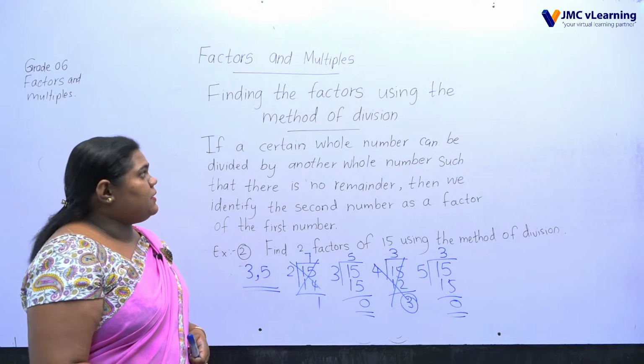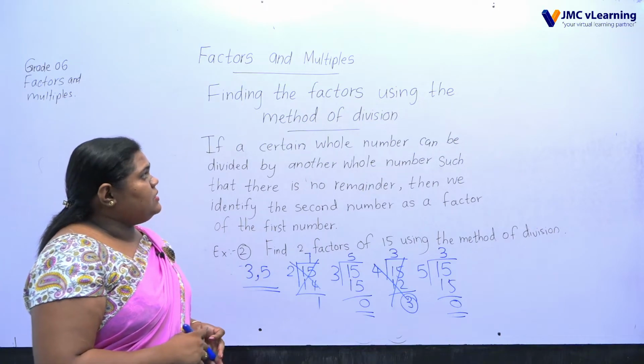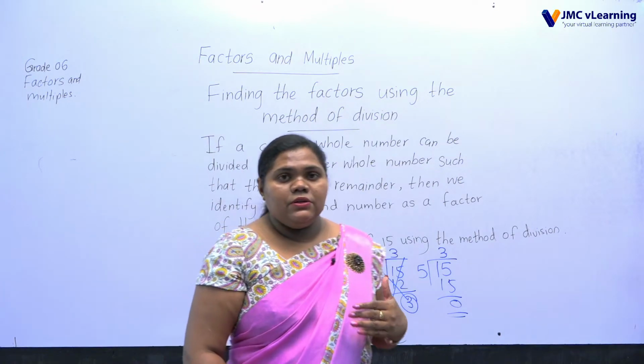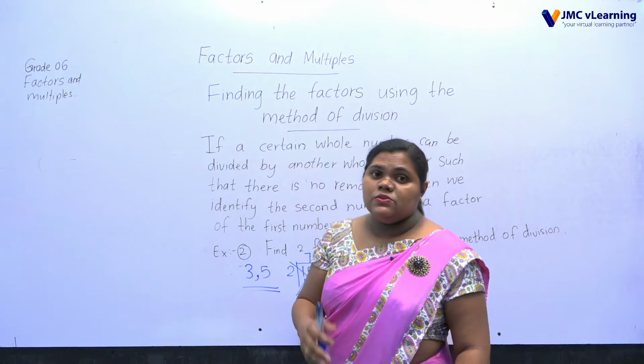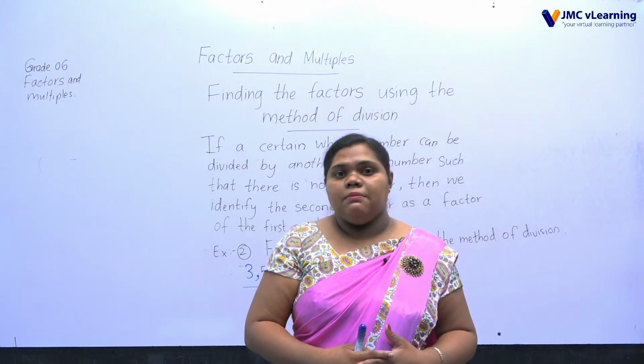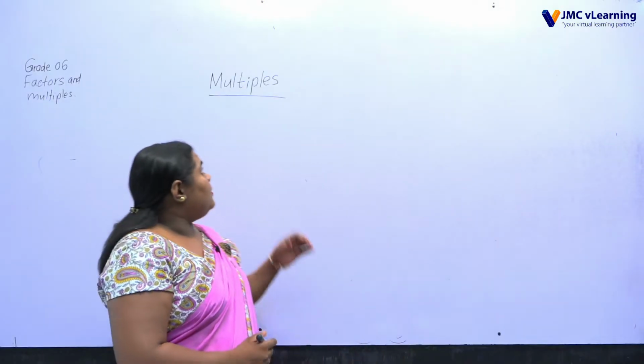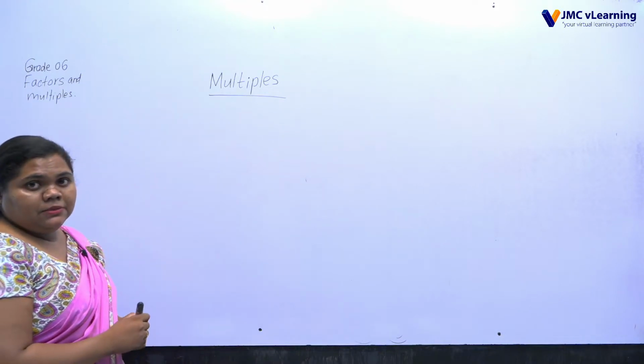Okay children. I think now you are very clear about this part. It means now you know how to find factors using this division method. Okay. Now we are going to talk about multiples.